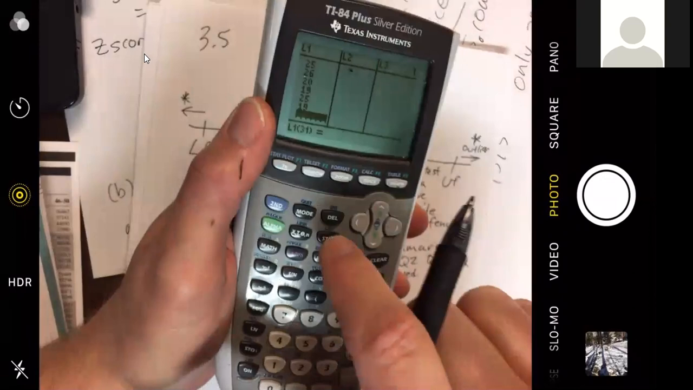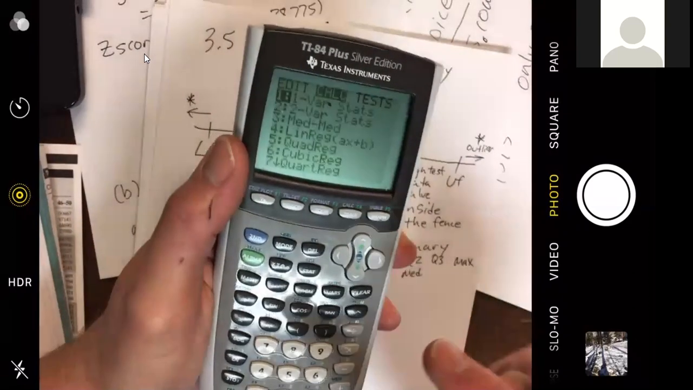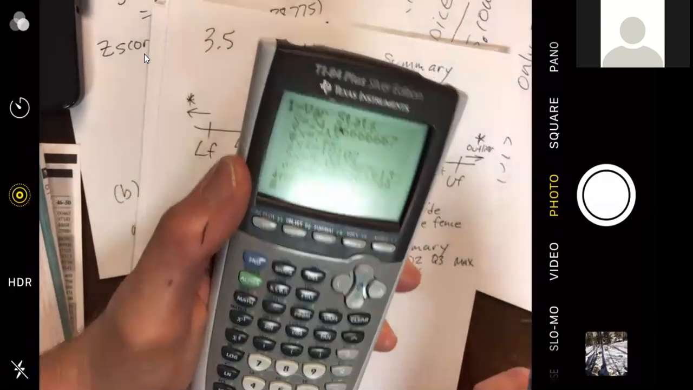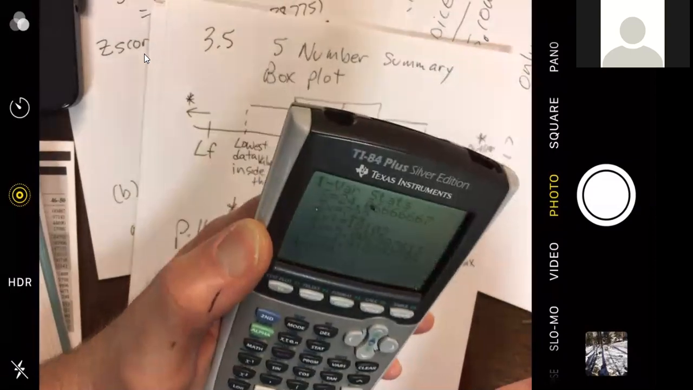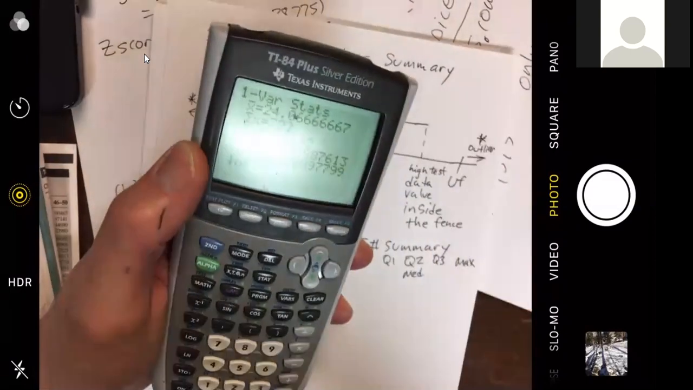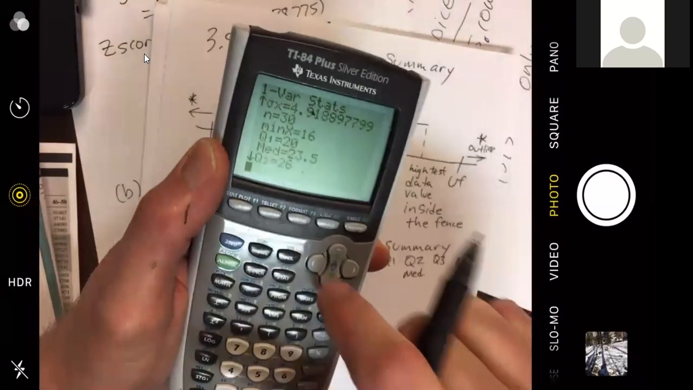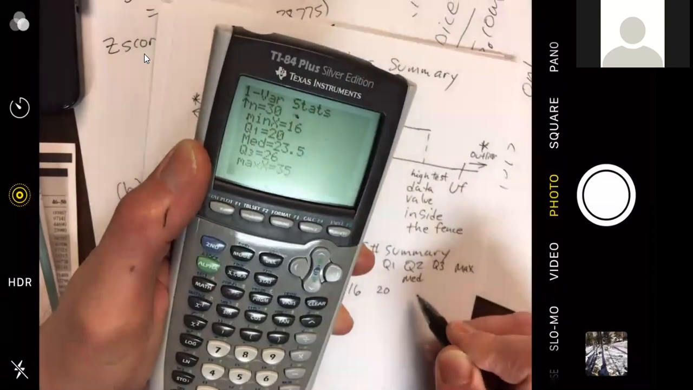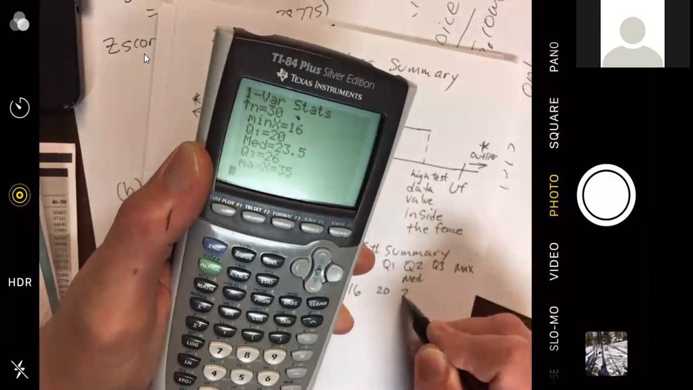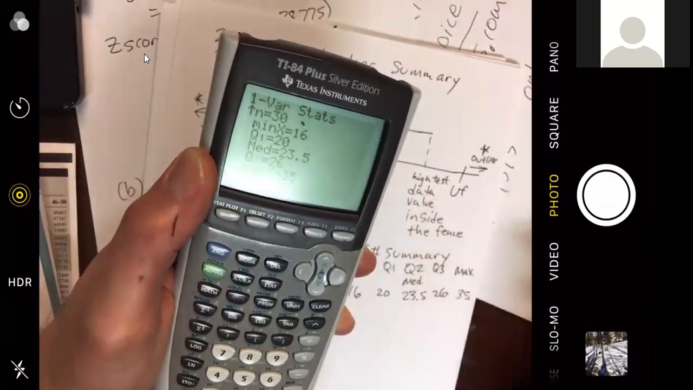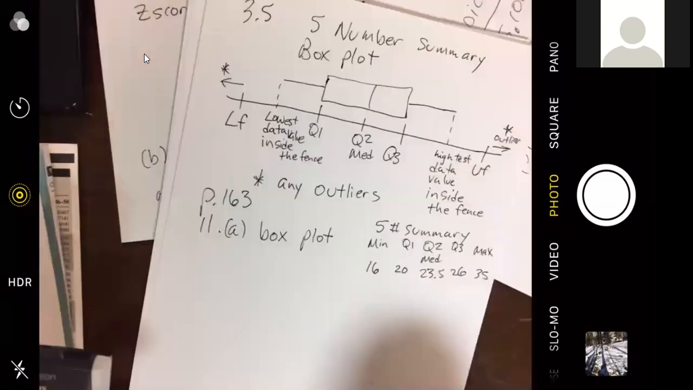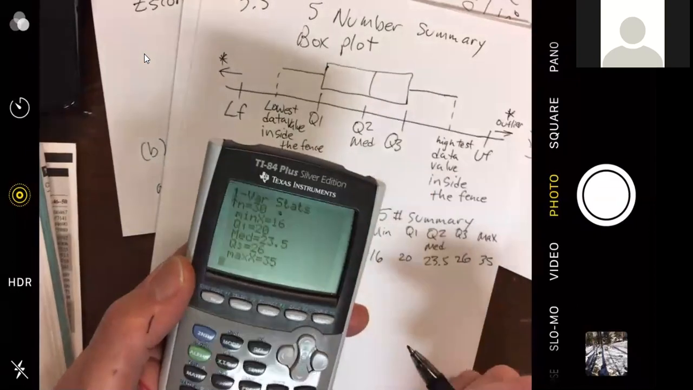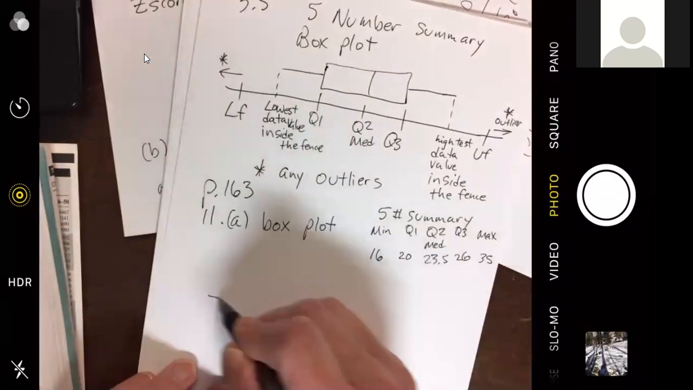So I go to stat, calc, one variable stats, enter. 24.07, I'll call it. That's the mean. I don't need to write that down, actually. I need the median at the center of your box plot. So the 5-number summary is 16, Q1 is 20, median's 23.5, Q3 is 26, max is 35. If they ever ask for it, it's all on this page, given in the same order the book asks for it. All right, your box plot.